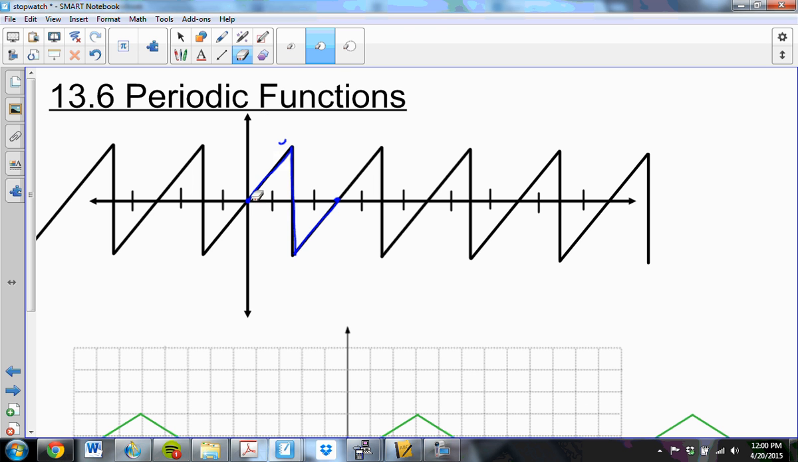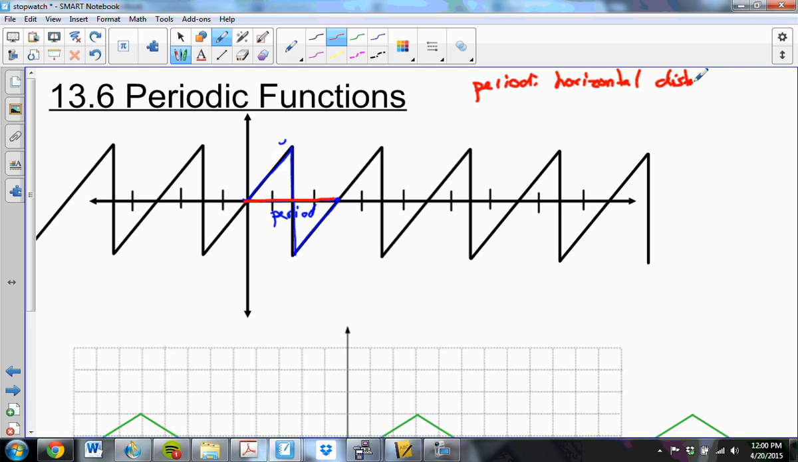The horizontal distance here we call the period. I'll change colors there. That's this distance across. The period is the horizontal distance required to make one cycle. Cycle is spelled like that. So for example, this cycle had a period of 1, 2, 3, 4 units.